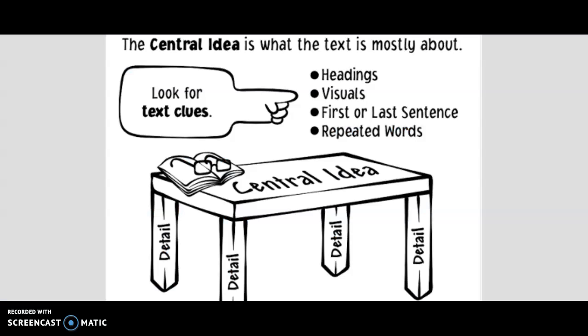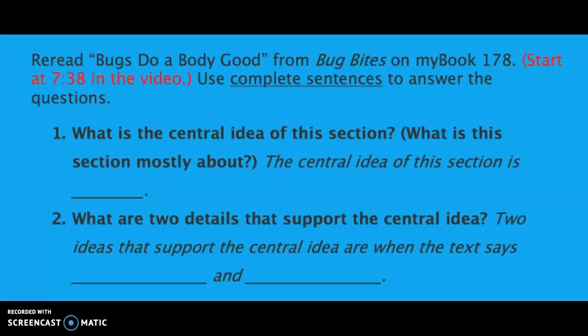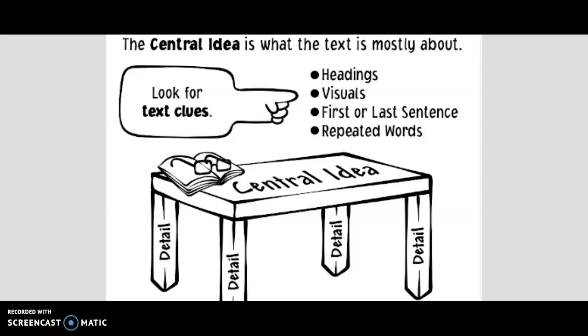Remember, central idea has to do with what the text is mostly about. What you're doing is looking for clues in the text to help you figure out what that one section on my book, page 178, is mostly talking about. So you've got the heading that's going to give you a clue. Again, that heading was Bugs Do a Body Good. That's one way to help you figure out what that section is going to be mostly about.